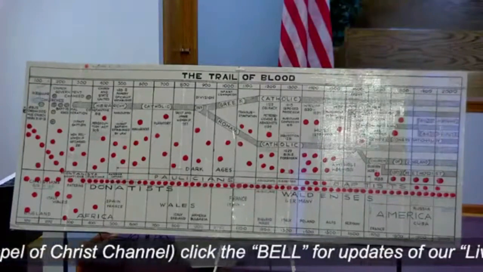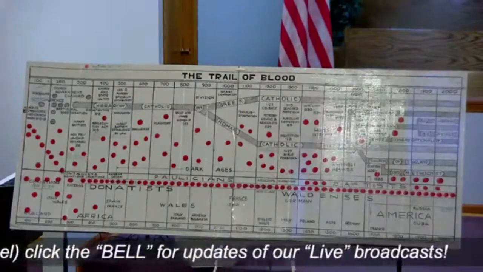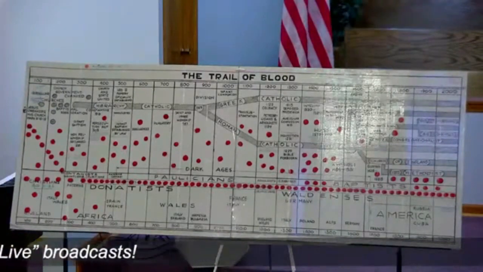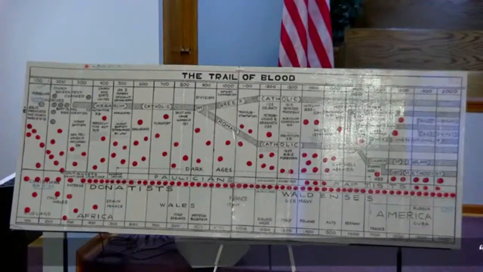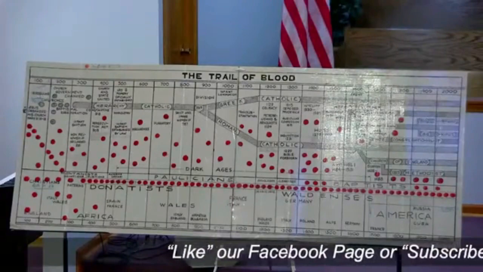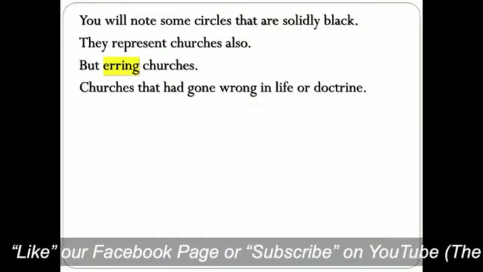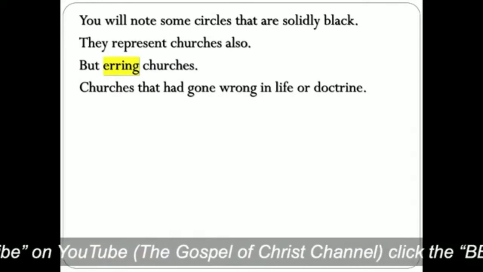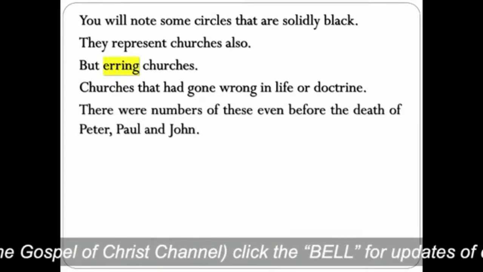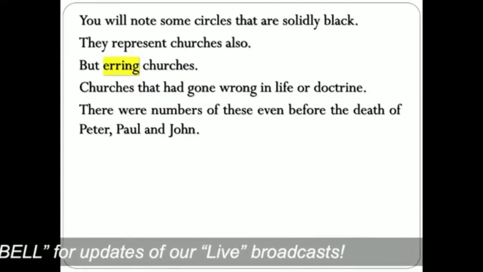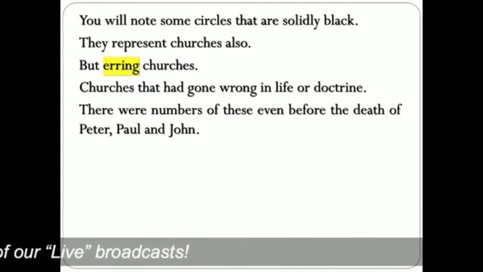They represent churches also, but erring churches. Churches that had gone wrong in life or doctrine. There were numbers of these even before the death of Peter, Paul, and John.